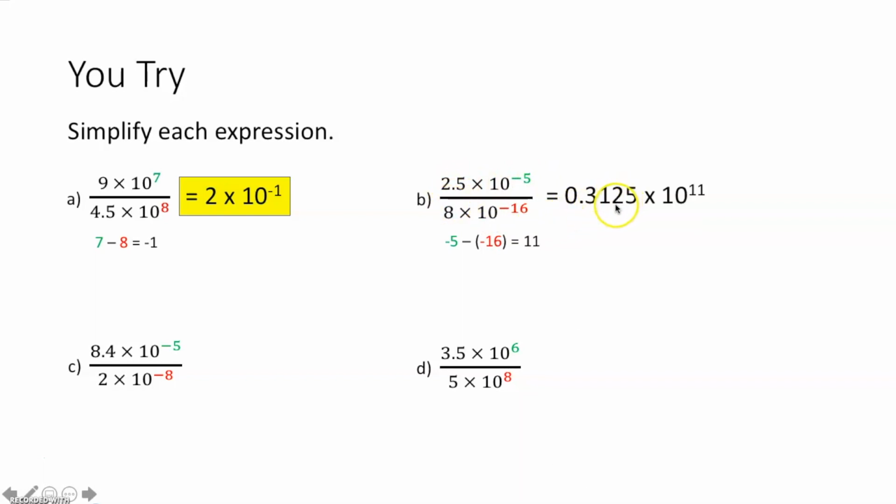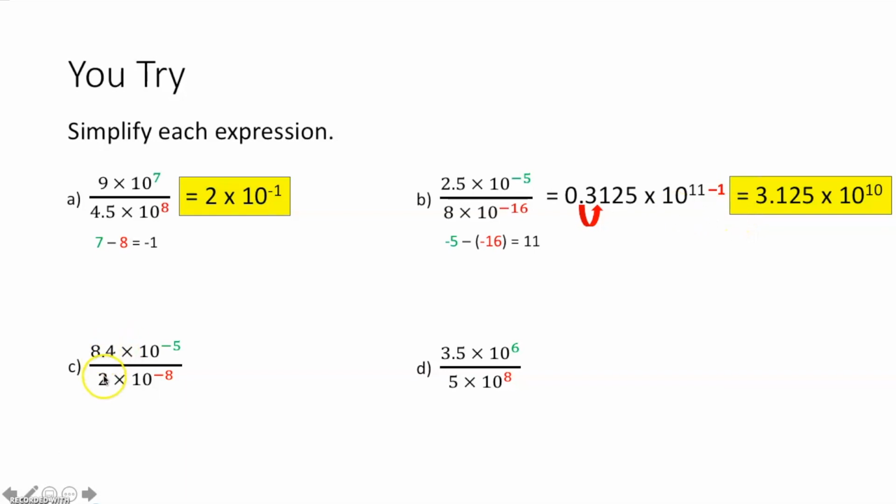Now, what you're going to have to do here, this number is no longer between 1 and 10. So you have to convert it so it is. So we're going to move the decimal one place to the right. Now, when you do that, since you move one decimal place to the right, you have to subtract 1 from your exponent here. So that ends up giving you 3.125 times 10 to the 10th power.